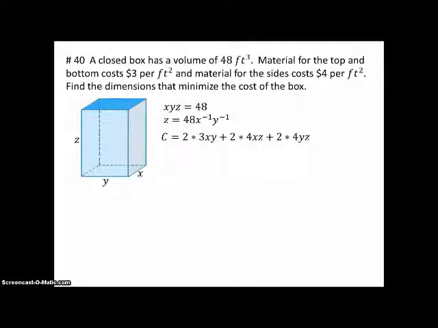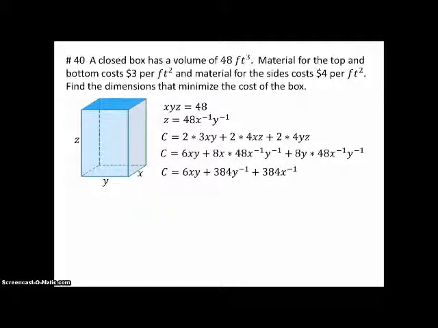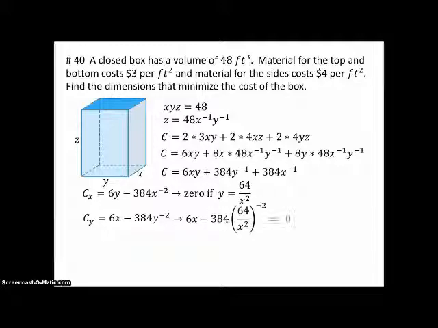And our cost is going to be 2 tops and bottoms at $3, both x, y, and then 2 sides that are xz and 2 sides that are yz, each at $4. So we're multiplying by the number of sides and by the dollar cost. Substitute for z so that we only have 2 variables and simplify. And then take the partial derivatives, one with respect to x, and it will only be 0 if y is 64 over x squared.